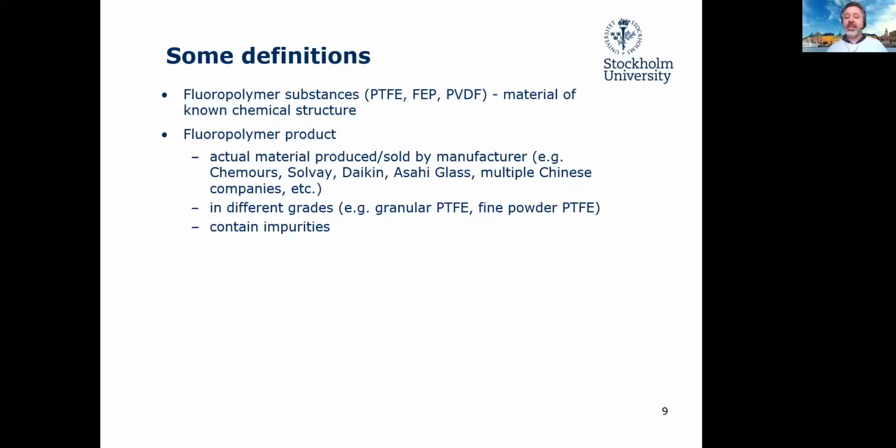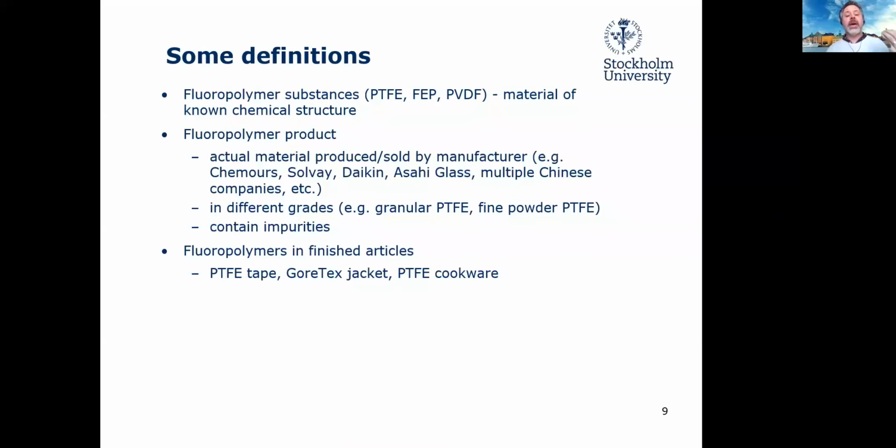They can contain low molecular weight impurities. In the past, PTFE did contain PFOA, and this has been improved over the years. So now it's very, very, very low levels of the processing aids. And it's not PFOA anymore, because PFOA has been phased out by most of these manufacturers. But in China, they're still using PFOA to make PTFE. So you shouldn't buy your PTFE from China. Not if it's made by some of these Chinese companies that use APFO. And then we have the fluoropolymers in the finished articles. And the finished article could be the PTFE tape, a Gore-Tex jacket, or PTFE cookware.